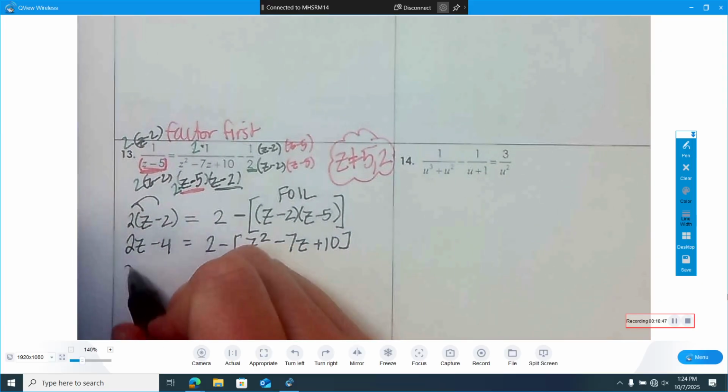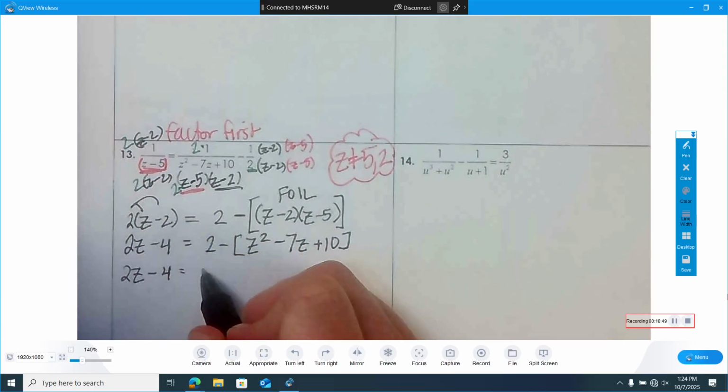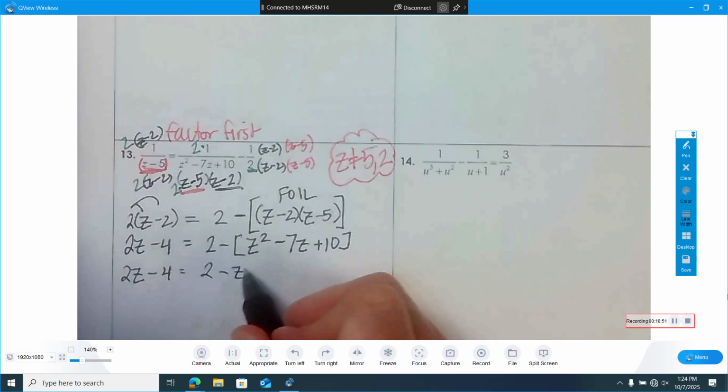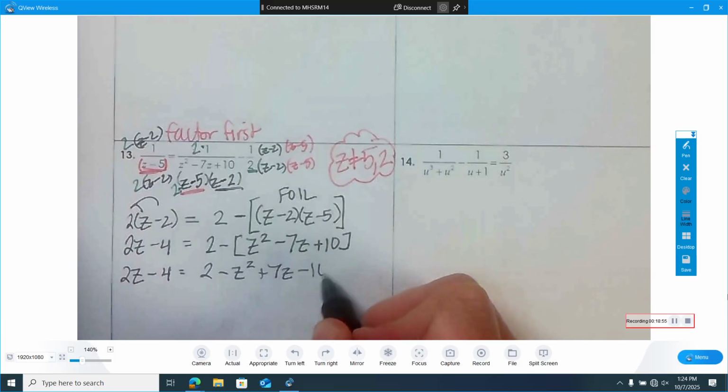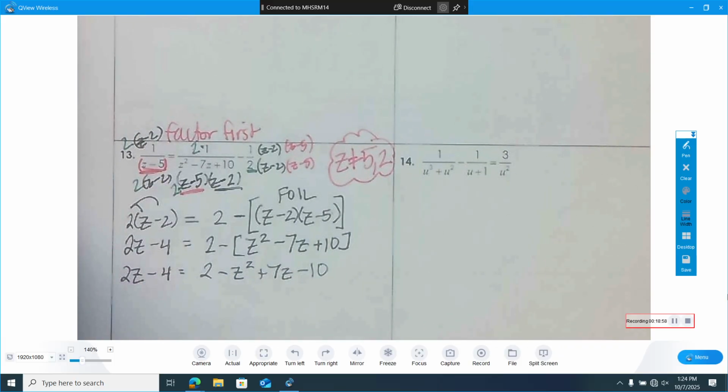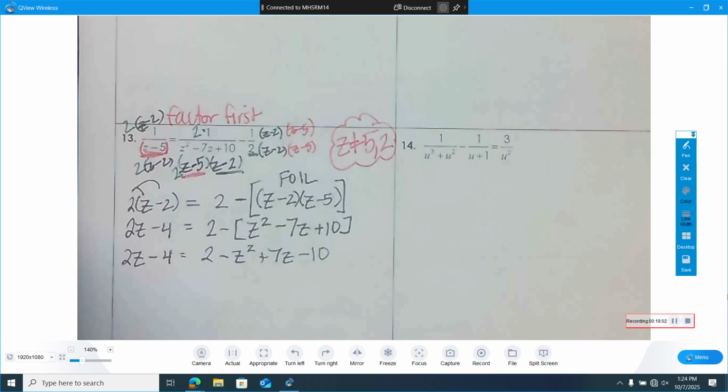Now we distribute it in. Going to be very careful there. So we have 2 negative z squared, positive 7z, and then a negative 10. So all the signs change. Be very careful. All right, how do we solve from here?